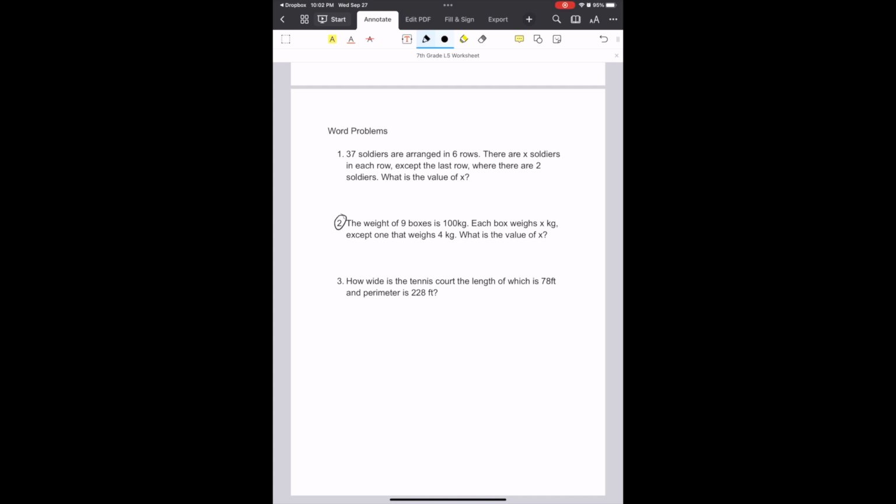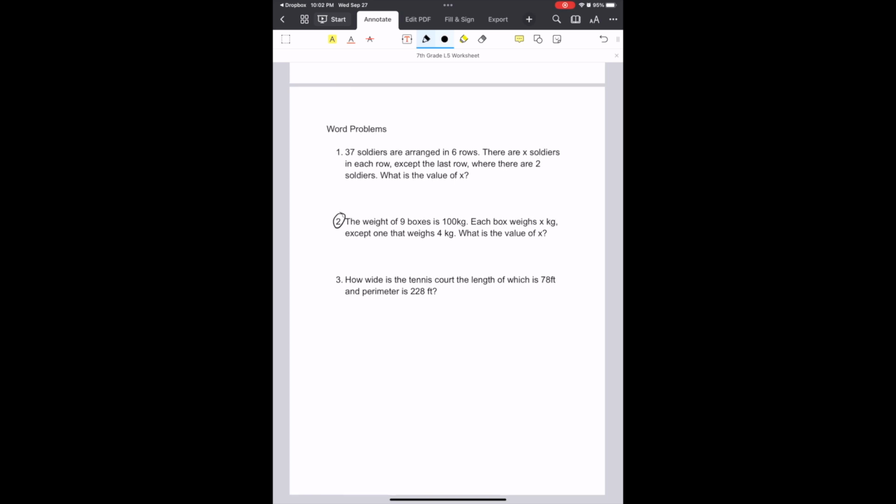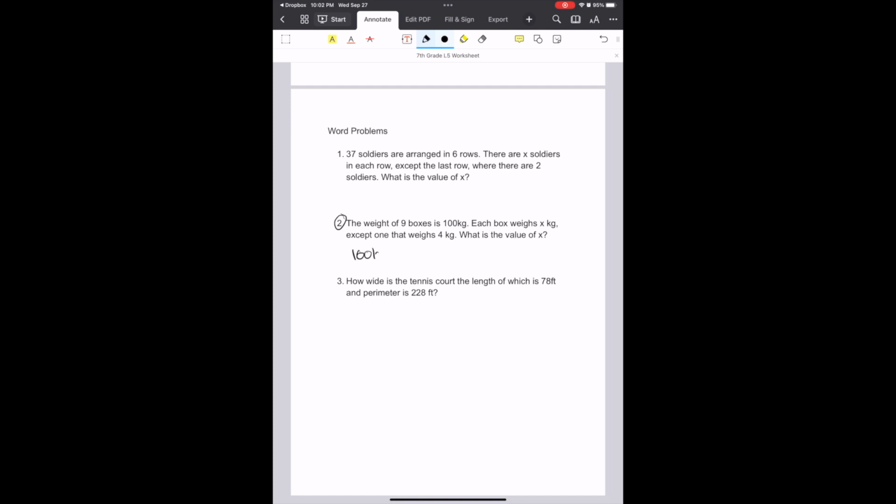The weight of 9 boxes is 100 kilograms. Each box weighs x kilograms, except one that weighs 4 kilograms. What is the value of x? Well, 9 boxes weigh 100 kilograms. And if each box weighs x kilograms except one, it'll be, as our equation, 100 is equal to 8 boxes, 8x plus 4, which is the 9th box.